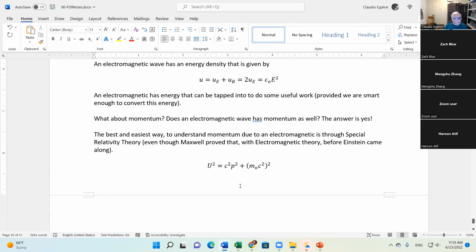If a particle of a given mass is at rest, this term is zero, right? And then you get Einstein's famous equation, E equals mc squared. Here m would be the rest mass. If a particle is at rest, the above equation reduces to Einstein's famous result.